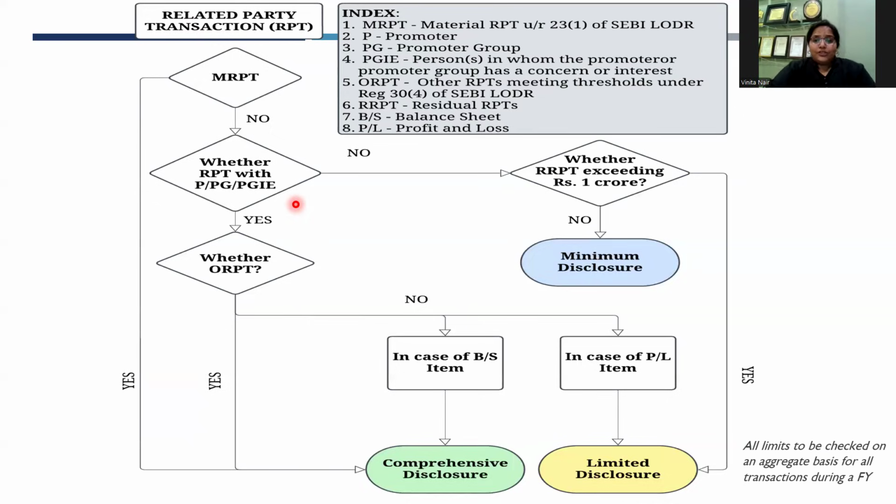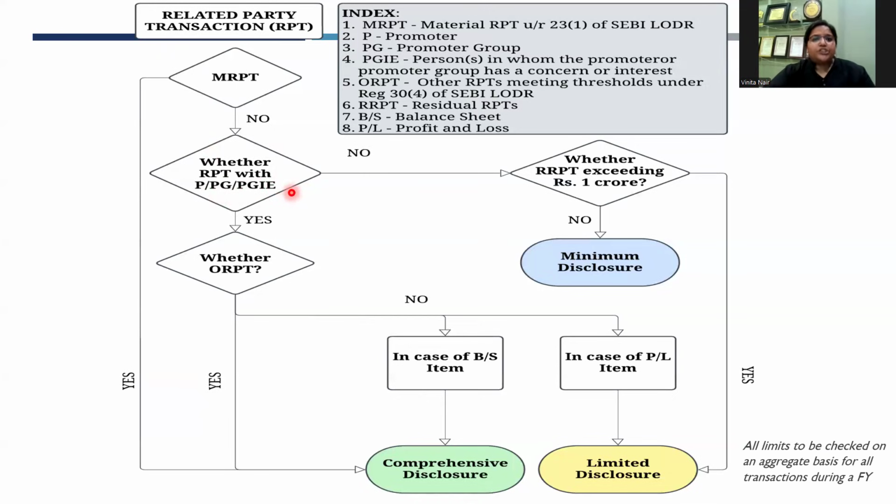So whether any of the related parties in the list that a listed entity maintains fall under promoter group, or whether it is such an entity which can be classified as a promoter group interested entity, which means whether the promoter or promoter group has a concern or interest of 2% or more of voting power, or CEO, promoter, etc. So if I am transacting with such an RP, which is either a P, PG or PGIE, then I look at what is the quantum of transaction.